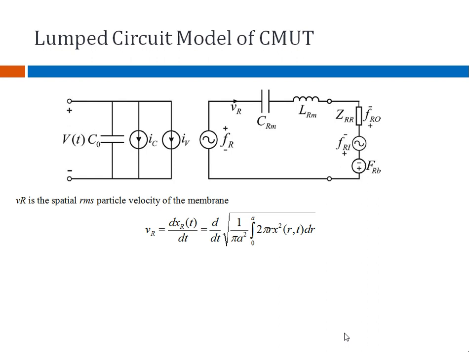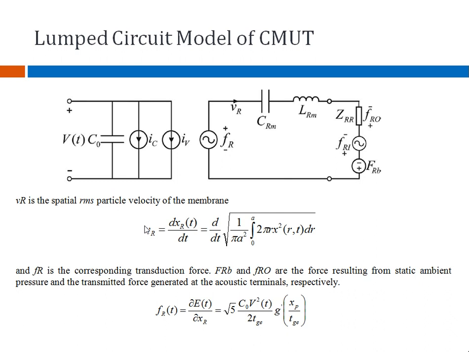Then the through variable is the special RMS velocity of the membrane, where the particle velocity is represented by the time derivative of the membrane profile. Since we are talking of RMS particle velocity, it is obtained by squaring the profile, which is a function of the radial variable and time, then dividing this by the area and taking the square root. So this is the RMS membrane particle velocity.